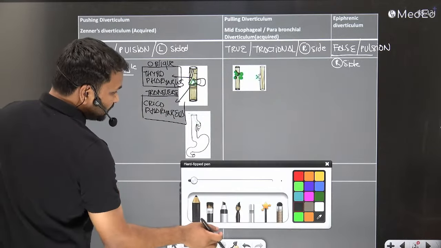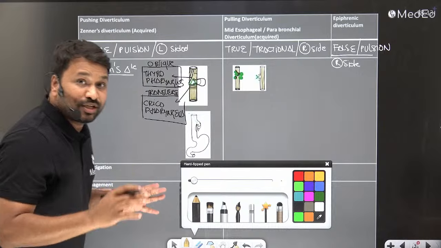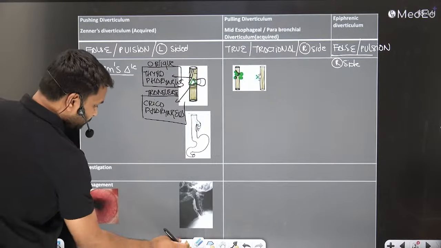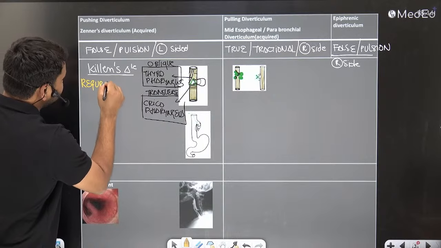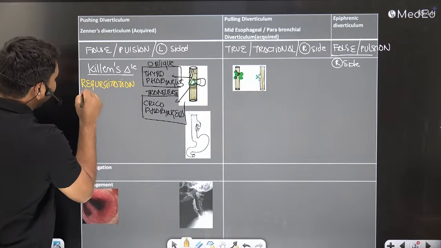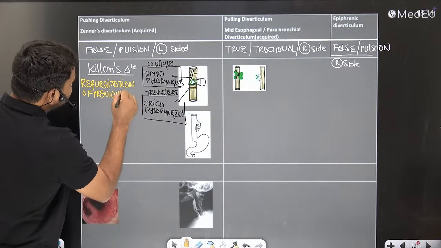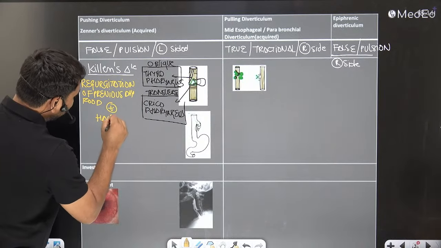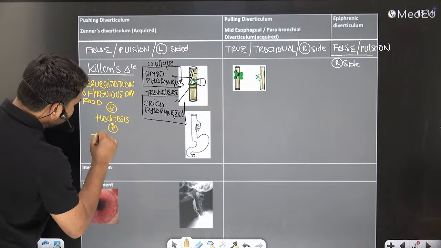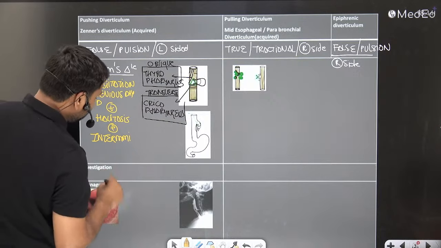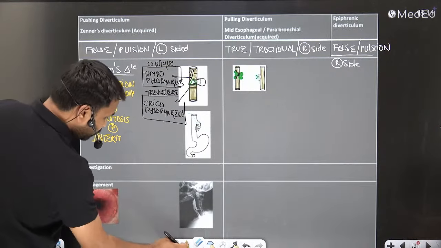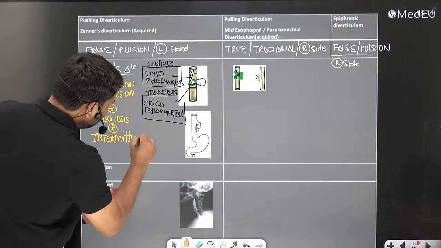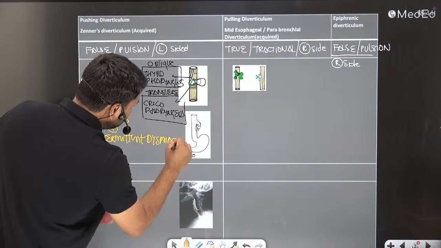Now, the cardinal features of a Zenker's diverticulum that you will see: number one, the patient will have regurgitation of previous day food particles. Along with that, the patient is going to have significant halitosis. Along with halitosis, there will be intermittent dysphagia. Whenever you see the word intermittent, you know you're talking about the Zenker's diverticulum. It is the intermittent dysphagia that you will see.